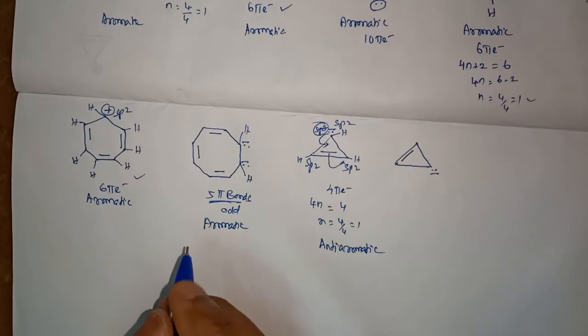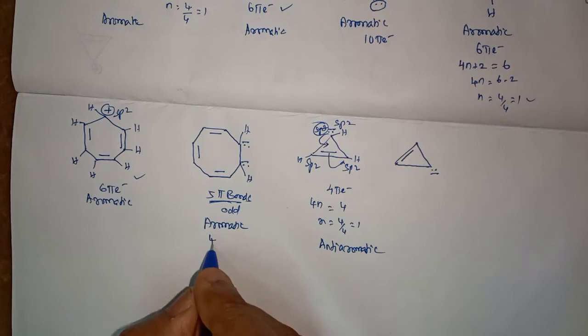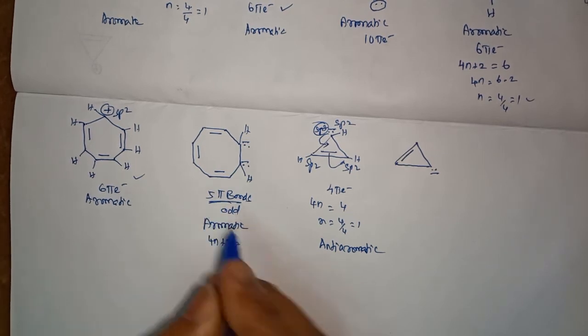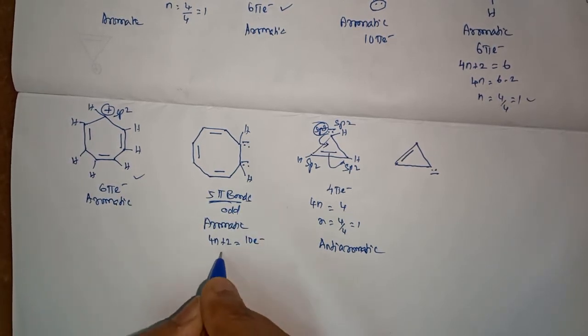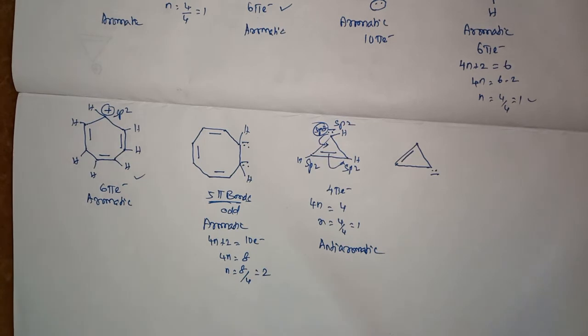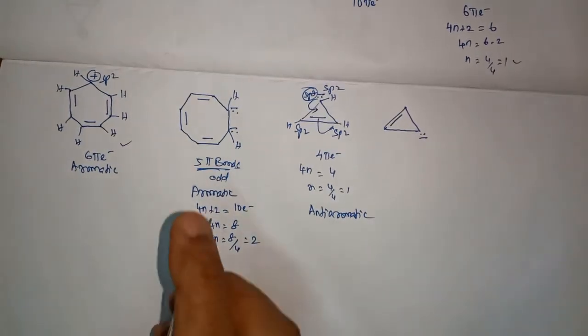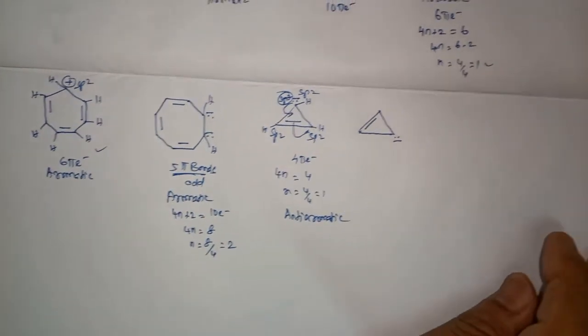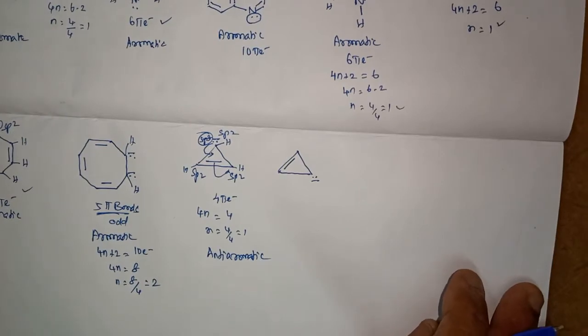Aromatic. I write here Huckel rule: 4n plus 2 is equal to 5 into 2, 10 electrons. Right? 4n is equal to 10 minus 2, it is 8. n is equal to 8 by 4, that comes equal to 2. So it belongs to aromatic. Right. Next I can go for one more example for this.